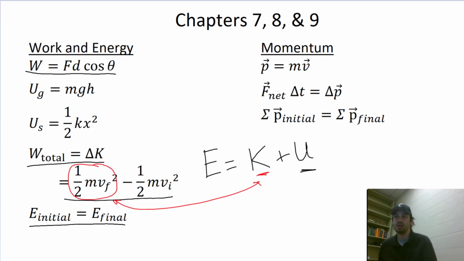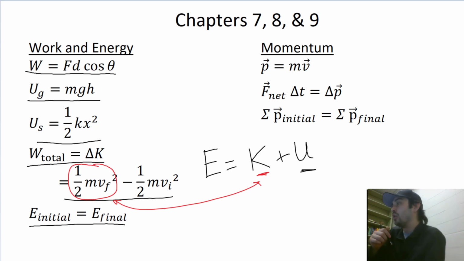What is potential energy? Well, potential energy can come in many forms. Two of the forms that we talked about in this class are gravitational potential energy, which is what I have written here. So gravitational potential energy is going to be mgh, and spring potential energy. Spring potential energy is 1/2 k times x squared, where k is the coefficient of the spring constant. So how stiff or weak is the spring. Okay. So that's all on work and energy.